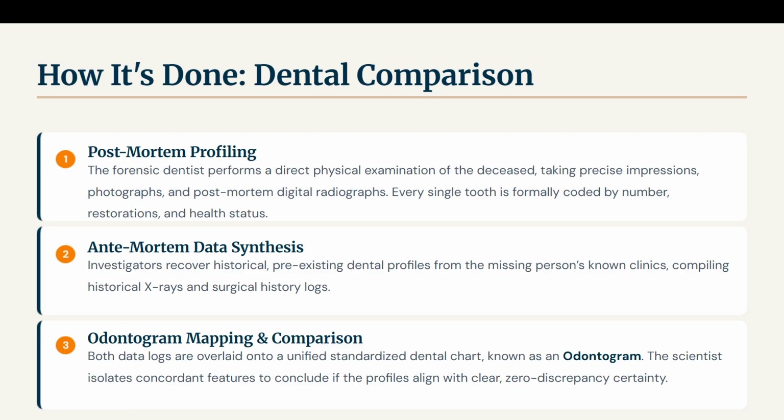The workflow to identify remains through dentistry is highly meticulous. It starts with post-mortem profiling, examining the deceased and mapping out the mouth using photos and digital x-rays to code every single tooth. Then, investigators track down the missing person's past dental clinics to gather their ante-mortem data. Finally, the specialist overlays both sets of data onto a standardized chart called an odontogram. They check every filling shape and root angle. If the two charts match perfectly with zero unexplainable differences, you have a positive identification.